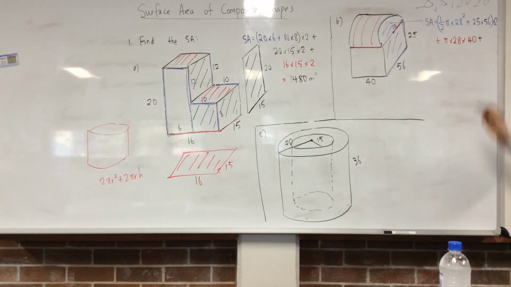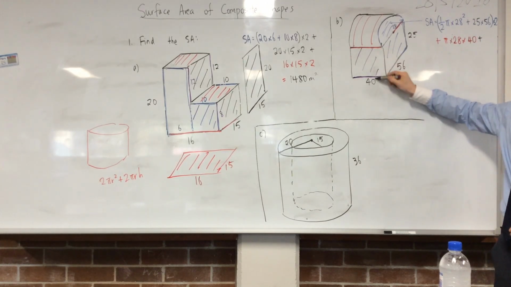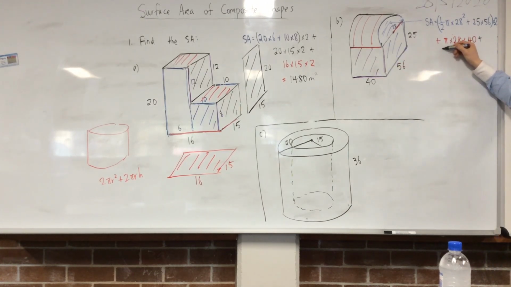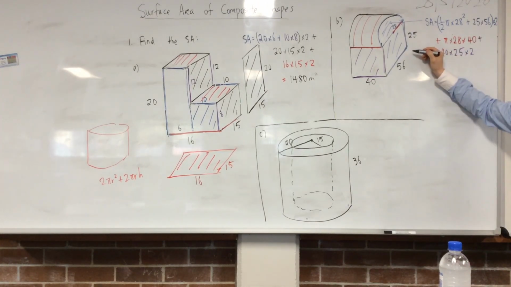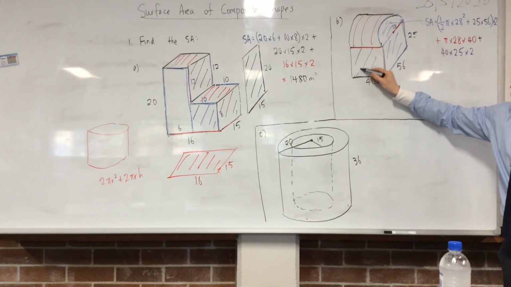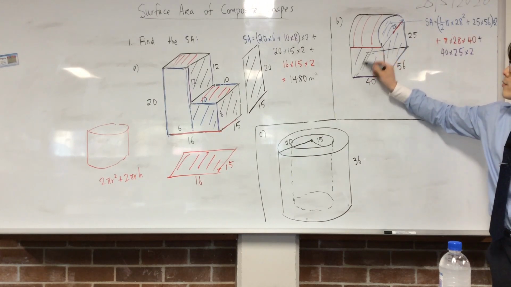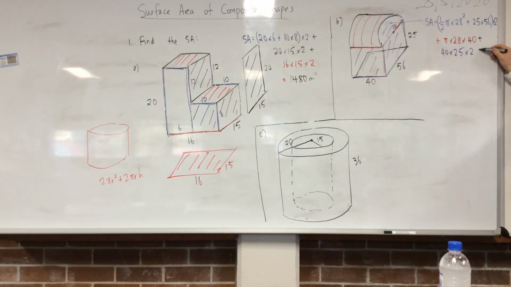Now let's find, what else do I need to find? 40 times 25. Okay, let's find the area of this. 40 times 25, and is that the same for the other side? Yes. Times by 2. What else is there? 40 times the base. All right, the base. Yeah, we forgot the base. Don't forget the base, the invisible base that you can't see in the front.